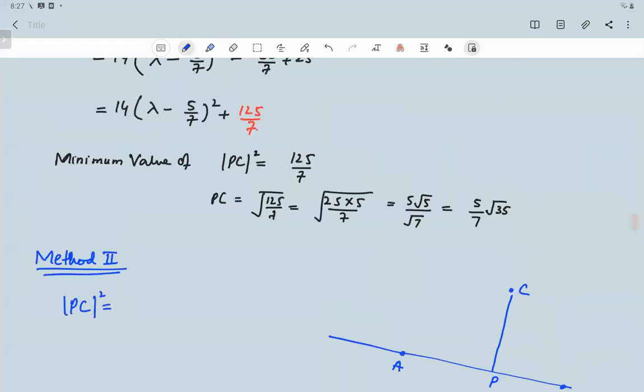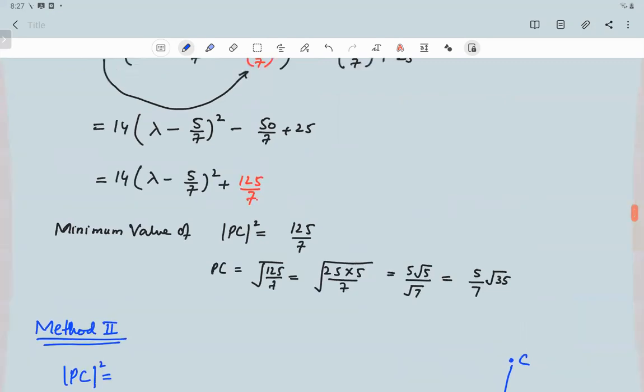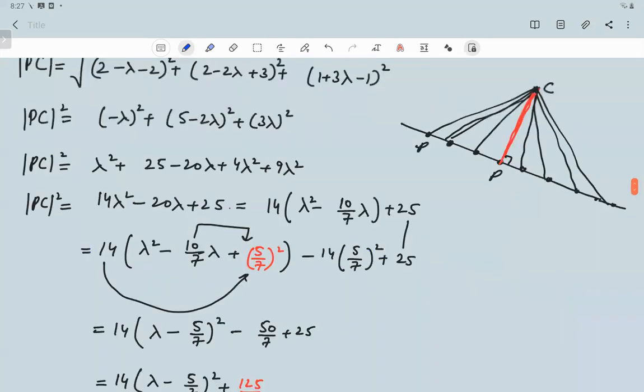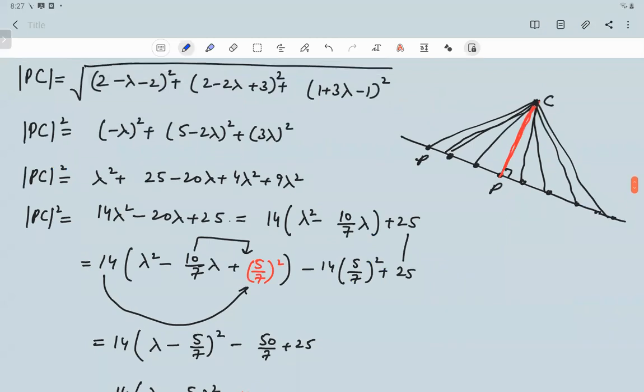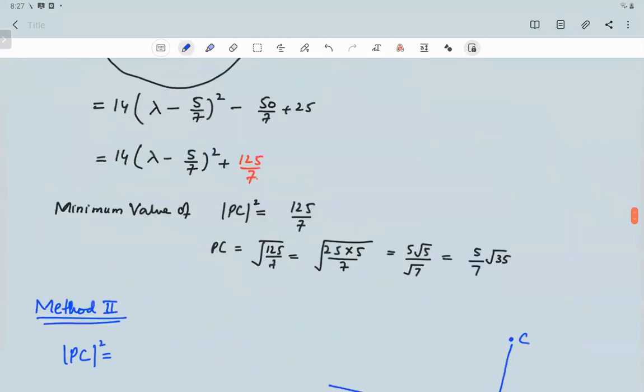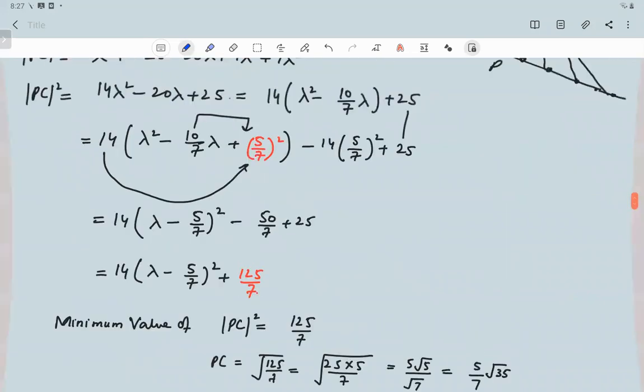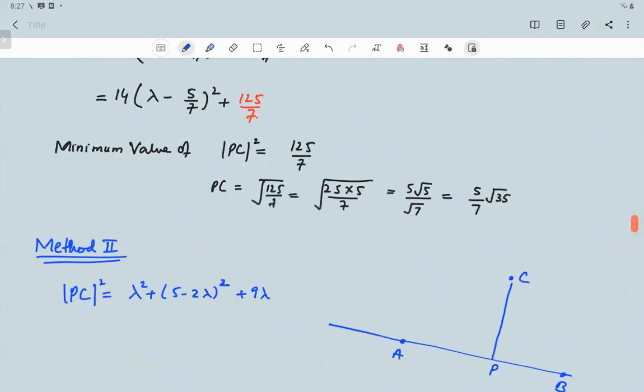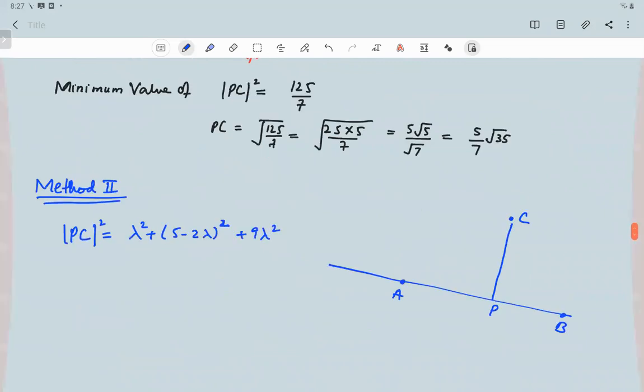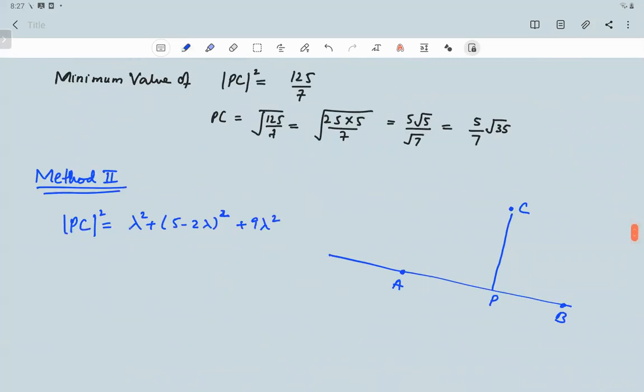PC square. PC square was equal to lambda square plus (5 minus 2 lambda) square plus (3 lambda) square, that is 9 lambda square. My desire is the smallest value of PC. Wherever PC will get its minimum value, PC square will also get its minimum value.